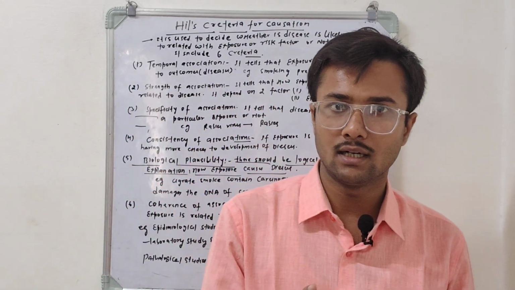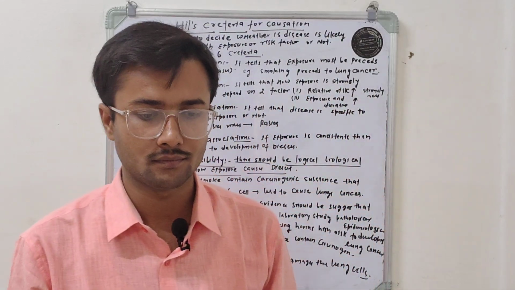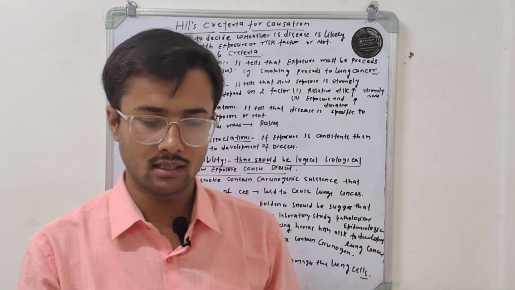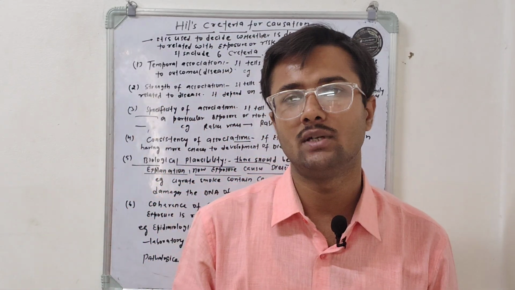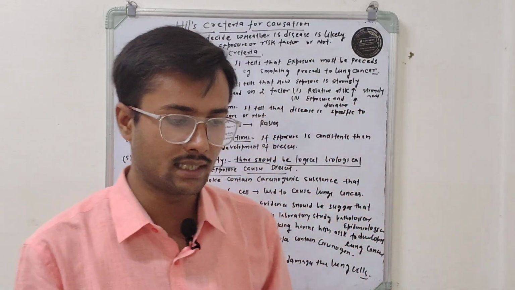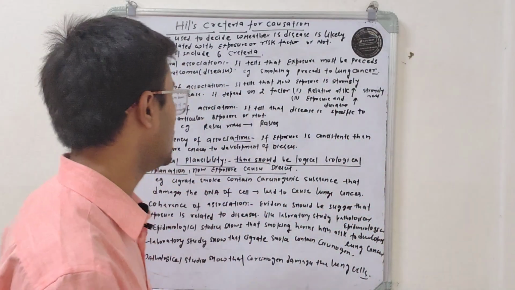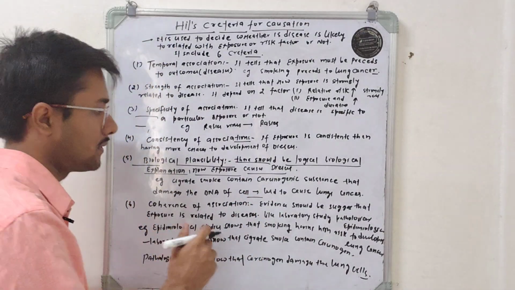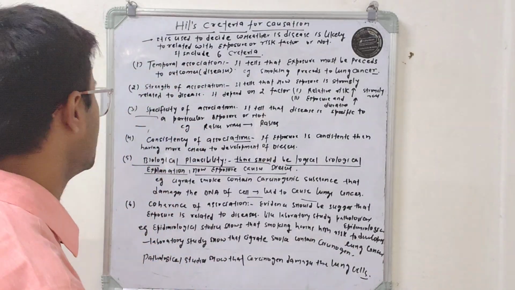So basically the smoke particles are carcinogenic in nature. They damage the DNA of the cells, and if there is damage to the DNA, the cell loses its control mechanism, which results in cancer formation. So this is one of the scientific explanations of the development of lung cancer due to smoking.